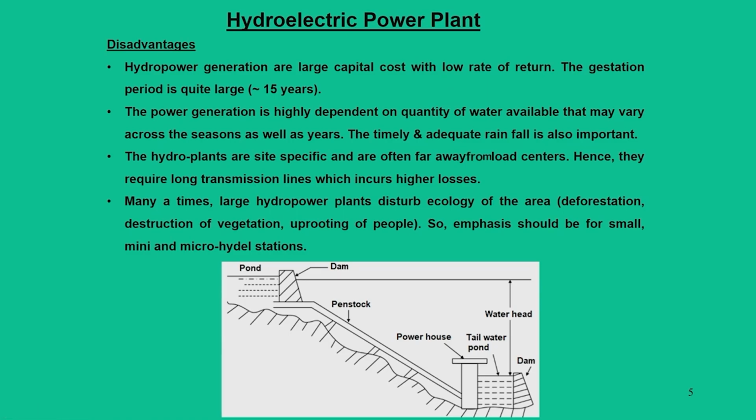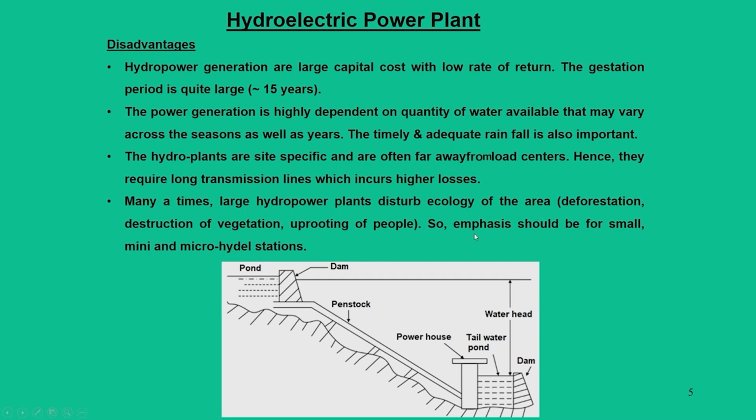That means, for the entire infrastructure which is being invested in, it requires almost 15 to 20 years to get back the return, and this power station is highly dependent on the quantity of water which is available. Moreover, hydropower plants are site specific, and because of this they incur transmission losses, since the grid may be available somewhere, but the hydropower plant has to be located in restricted sites. Many a time, hydropower plants may disturb the ecology of the systems.